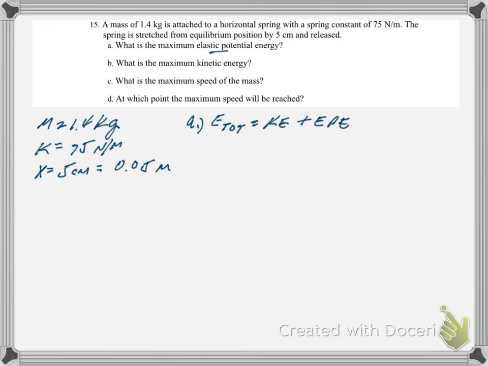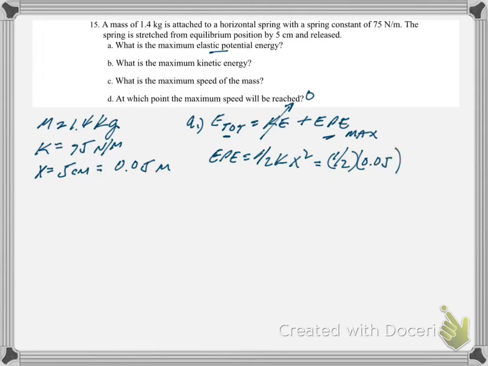Its maximum elastic potential energy is when its kinetic energy is 0. So at that point, the maximum energy in the system, maximum EPE, is going to be equal to the total energy. So we can literally do EPE equals 1/2 k x squared and plug in our values. 1/2 times x, which is 0.05.